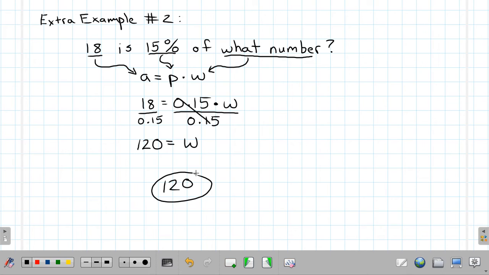Once again, if you had a discount of $18 and you knew that it was 15% off, well, then that means the original price of your item is $120. So once again, you can kind of work backwards to figure out what the original price was or how much there originally was of something, what the whole amount was. Okay.